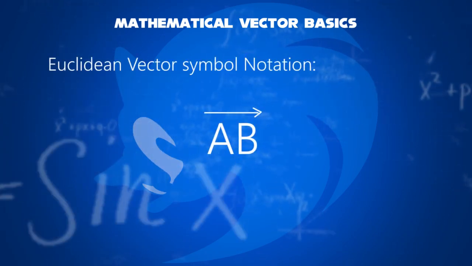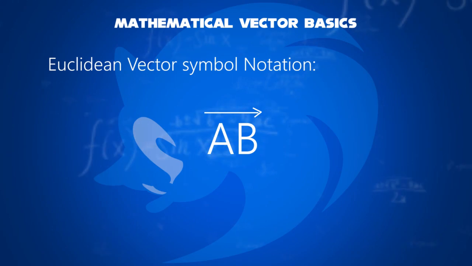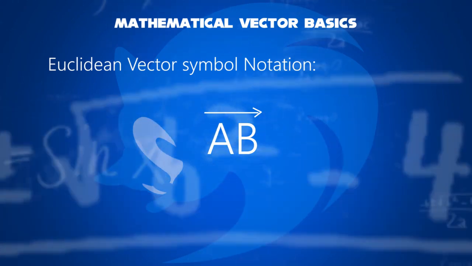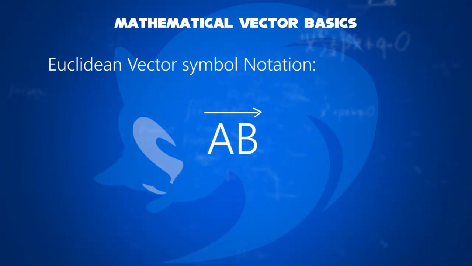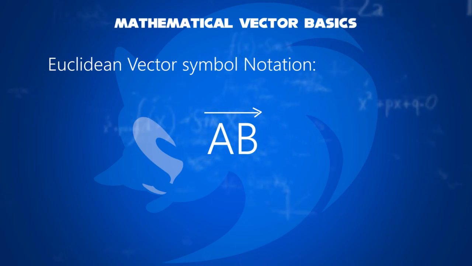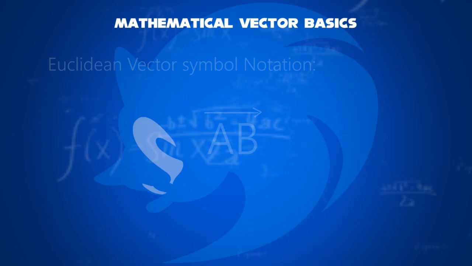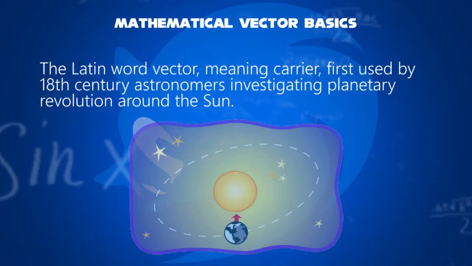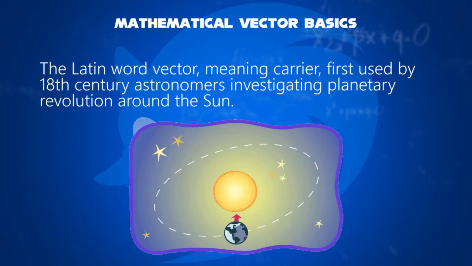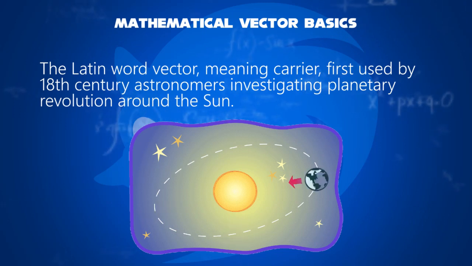A Euclidean vector is frequently represented by a line segment with a definite direction, or graphically as an arrow, connecting an initial point A with a terminal point B, and denoted by AB with an overhead arrow. The Latin word vector, meaning carrier, was first used by 18th century astronomers investigating planetary revolution around the Sun.